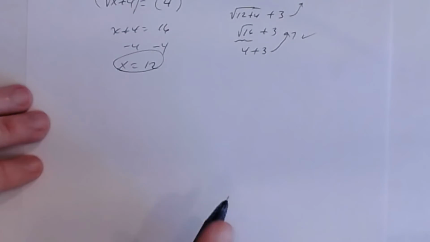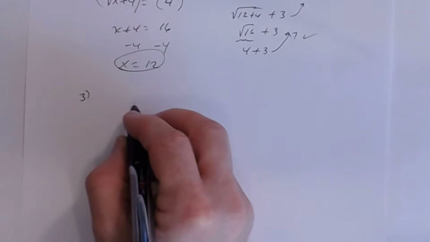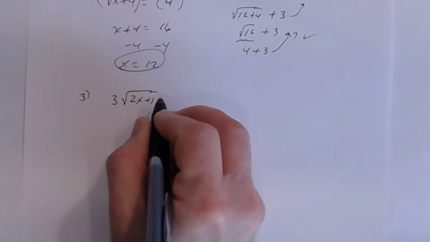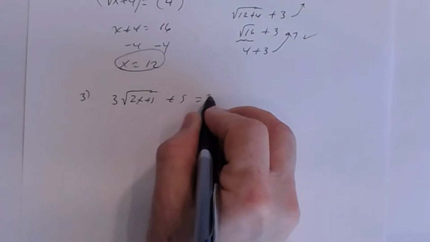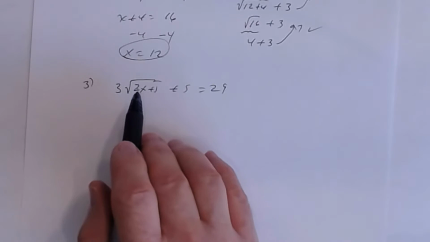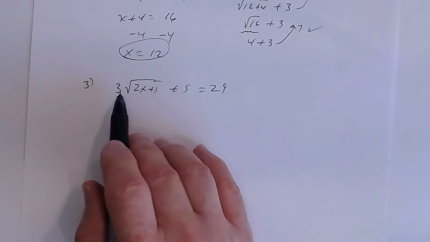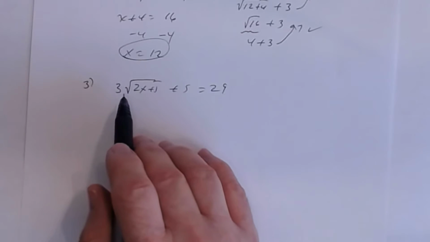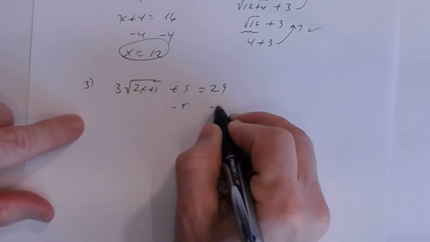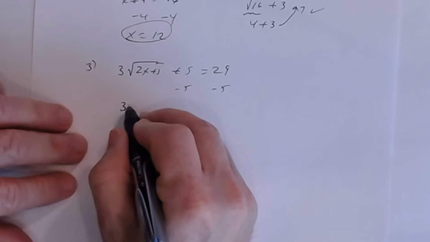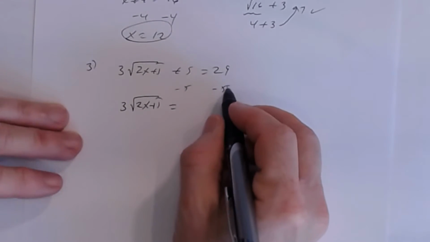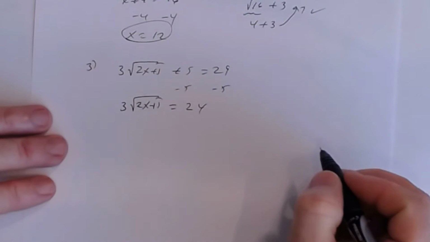All right, number 3. In number 3, we have 3 times the square root of 2x plus 1, plus 5 equals 29. All right, so again, I have to get the radical by itself. Now, this 3 out here is going to be a little bit tricky for some of you. But the first thing I'm going to do is subtract 5 from both sides. When I subtract 5 from both sides, I get 3 times the square root of 2x plus 1 equals, and then 29 minus 5 is 24.